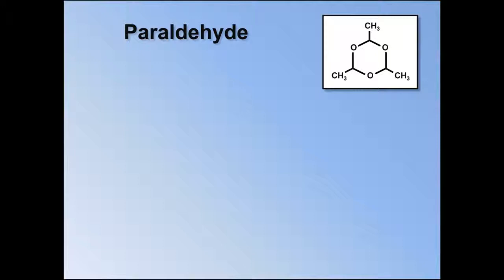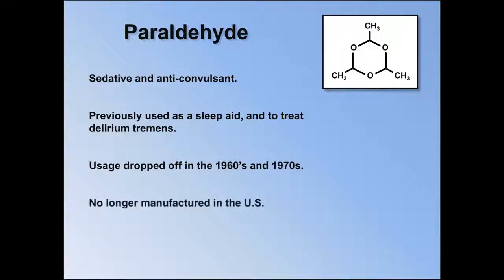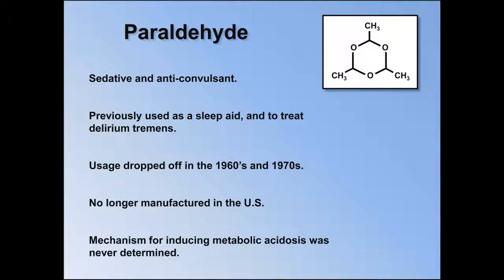So, what is paraldehyde? It is a sedative and anticonvulsant that was previously used as a sleep aid and to treat delirium tremens. Usage dropped off in the 1960s and 70s as safer alternatives such as benzodiazepines became more popular. It is no longer manufactured in the United States, and the mechanism for inducing metabolic acidosis was never actually determined.